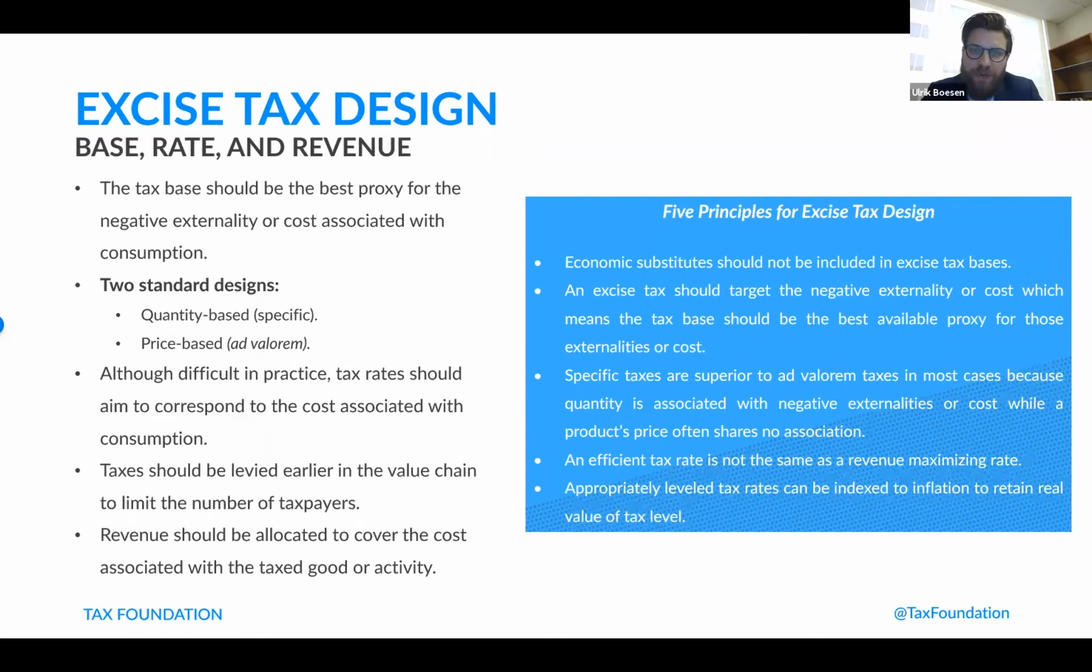The next principle is that an excise tax should target the negative externality or cost, which means the base should be the best available proxy for externalities or cost. And this is a point we're going to return to a few times today because it's not always straightforward what the best proxy is. So it'll take a little bit of thought for lawmakers to figure out, especially in these new emerging markets where there's not a well-established category.